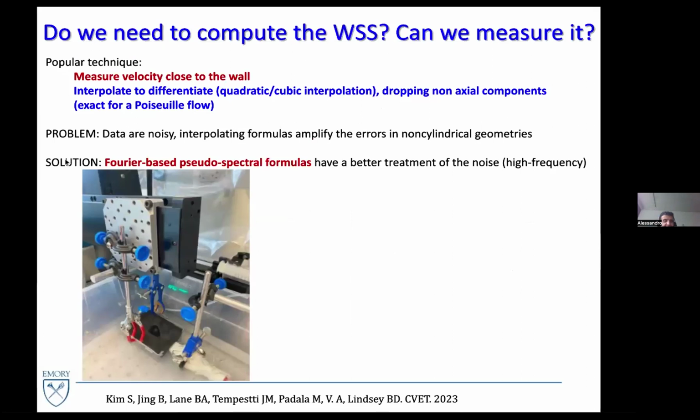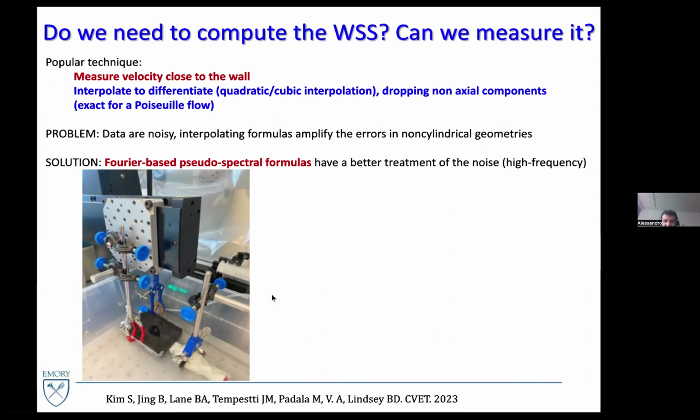But at this point, I had another question. The question is, why should I use CFD and numerical analysis? A biomedical engineer may say, why don't we measure the wall shear stress? We take data and we try to measure the wall shear stress directly in the patient.